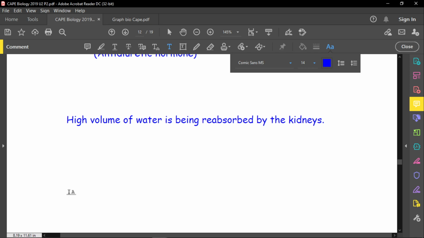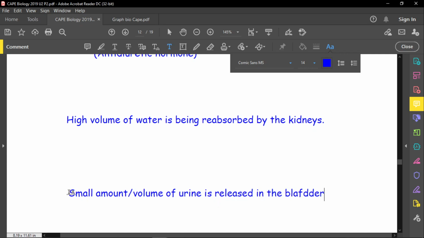the next thing that will happen here is that only a small amount of urine will be released, and this is an effect now. So an effect of it will be a small amount or small volume of urine is released in the bladder, okay? Is released in the bladder. All right, so very important to know that.